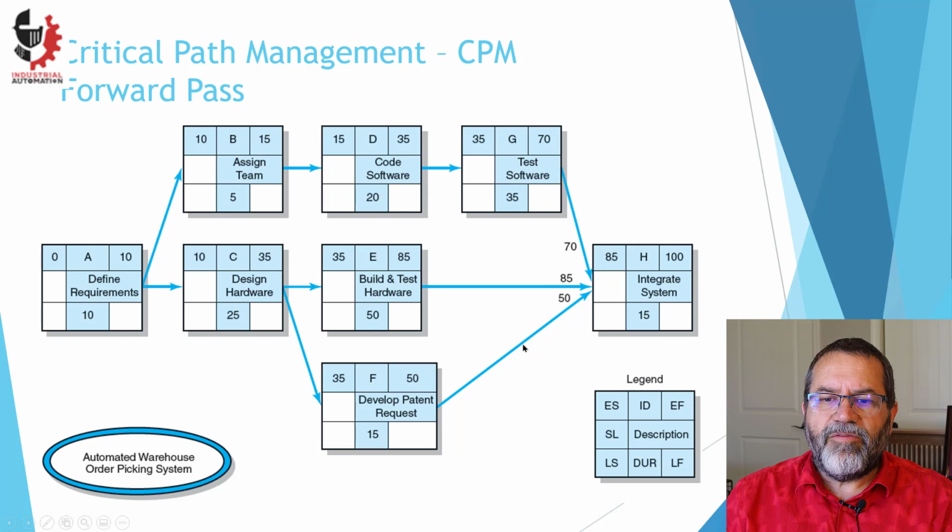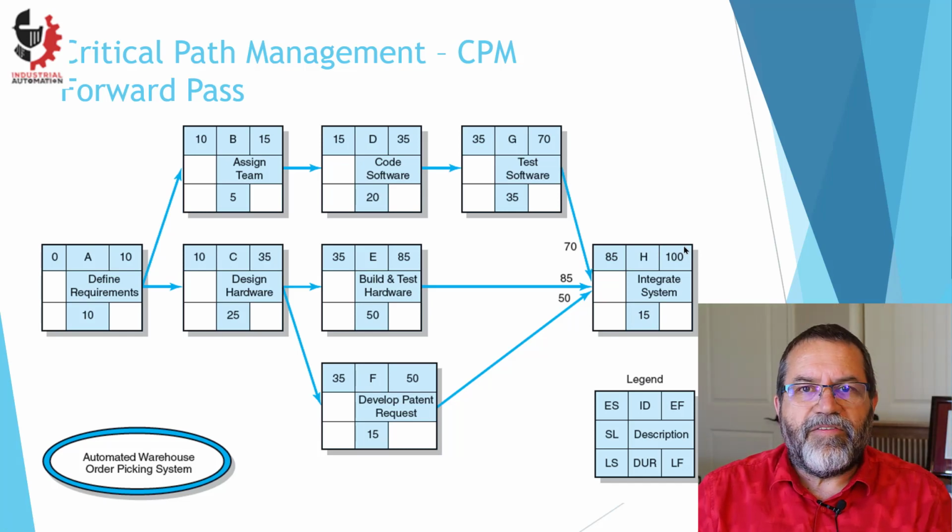Down here near the end, we've got 3 coming in together. So on test software, the earliest finish is day 70. Build and test hardware, earliest finish is on day 85. And this one, the earliest is day 50. We have to take the largest number, and that's the earliest that this last task can start, because it has to wait until all 3 of these are finished. So it gets an early start of day 85, takes 15 days, and the earliest finish is day 100.